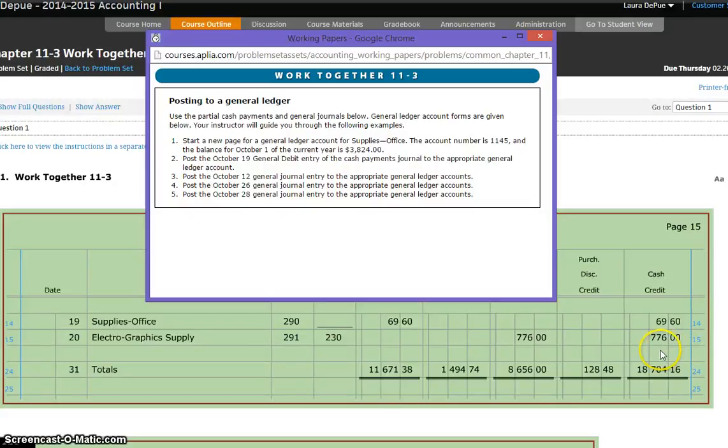In 11-3, we're going to be posting to a general ledger, and in this work together 11-3, we have a partial cash payments journal and a general journal that we're going to use these transactions to do our posting. So our first direction is to start a new page for the general ledger account called Supplies-Office. It gives us the account number and the account balance as of October 1st of the current year.